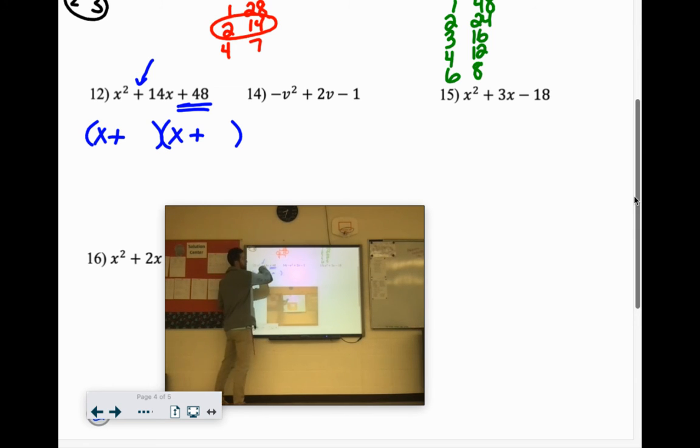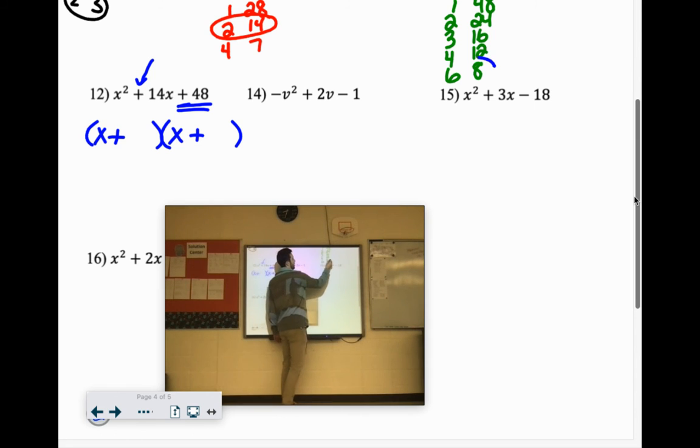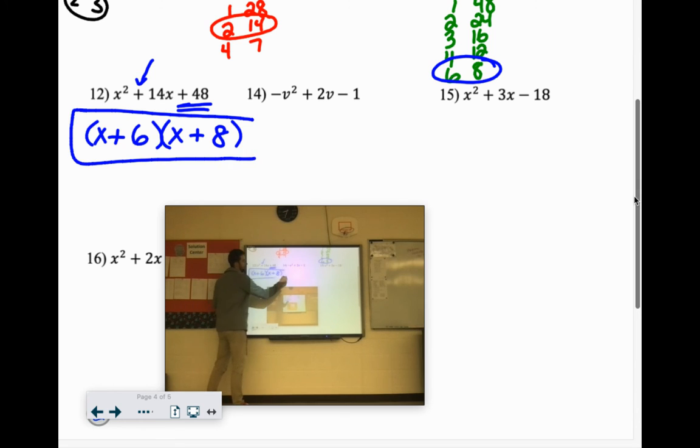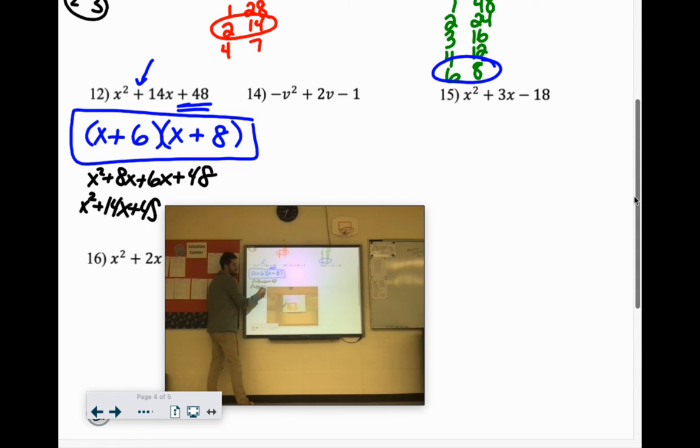So factors of 48 that add up to 14 would be 6 and 8. X plus 6, x plus 8. If you ever have extra time on a test or quiz, FOIL that out and make sure you get the original question, which you would here. It'd be x squared plus 8x plus 6x plus 48. And then you combine your x's, x squared plus 14x plus 48. It's the only combination that'll get you there. Okay?